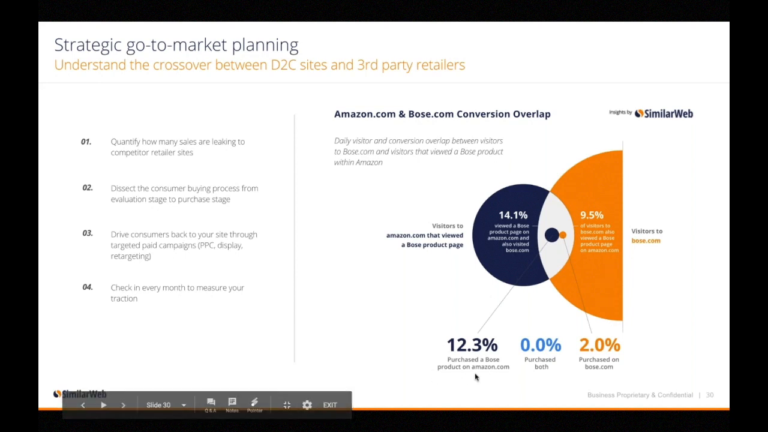But if they're already going to the Bose website to begin with, there's an argument to be made, and obviously it's subject to a lot of further analysis on that side, that maybe they should consider going it alone and doing the exact opposite of what Nike just did.